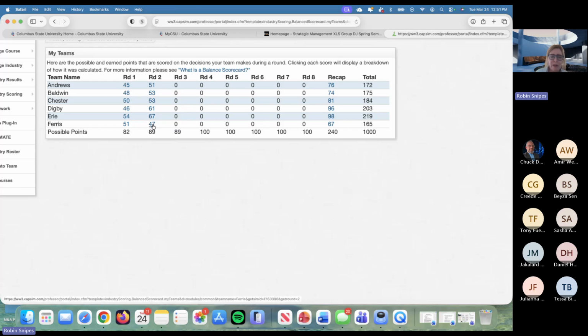So if you're a team where your score actually went down, you want to try to figure out what happened. What are your weaknesses? Now, one of the first things you're going to do, if you're not pleased with your round 2 score, is to look to see where your weaknesses are.